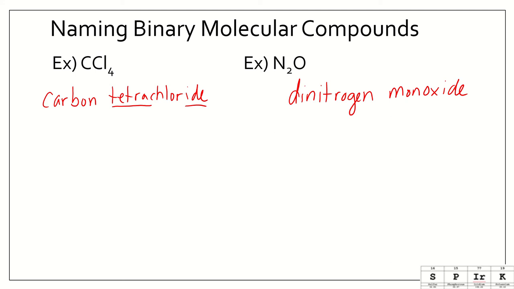That's because we omit mono on the first element. It would just sound weird if we said monocarbon tetrachloride. So we just say carbon tetrachloride, because saying its name implies that there is one of them there.